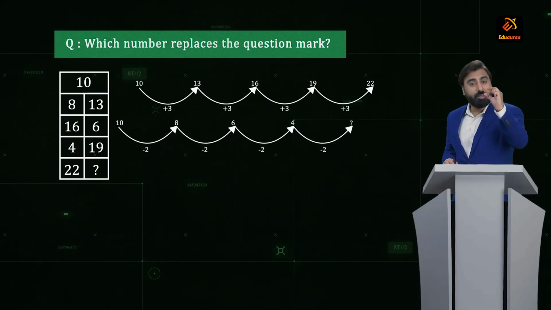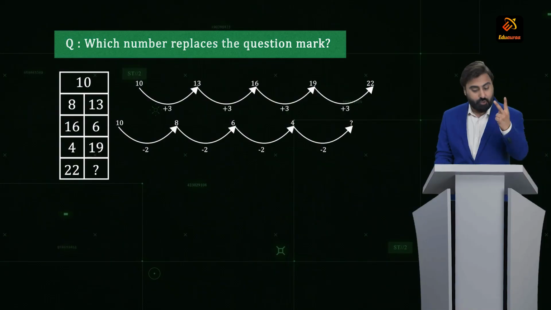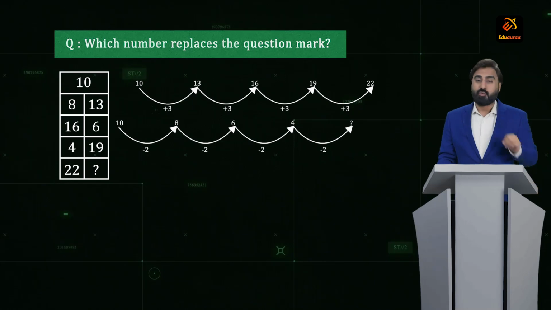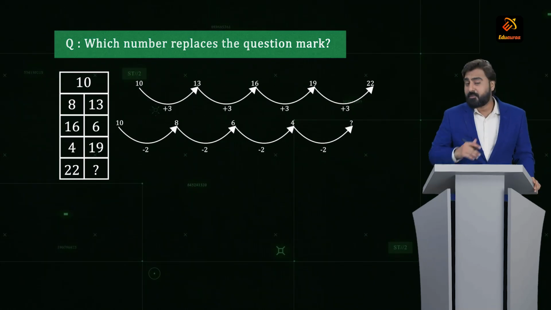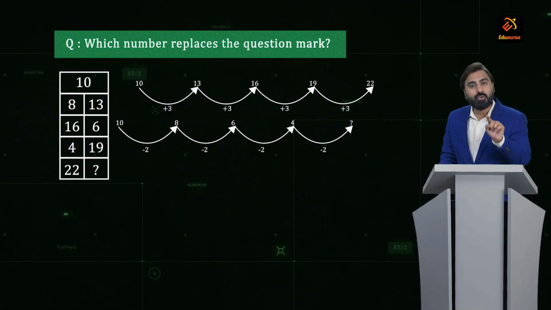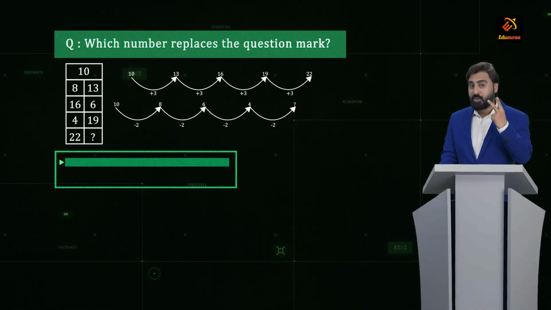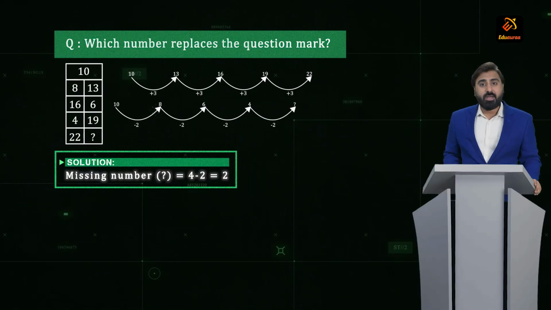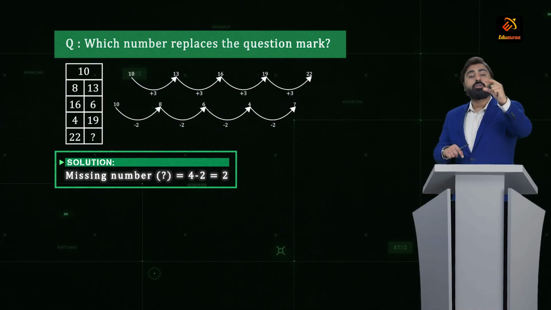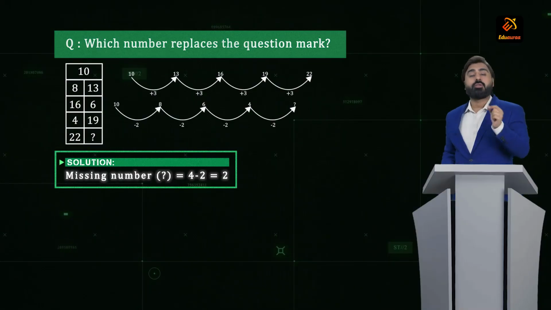Now consider 10. 10 minus how much gives you 8? 2. 8 minus how much gives you 6? 2. 6 minus how much gives you 4? 2. And 4 minus 2 gives you the missing number. So what is the missing number, students? 2. So the logic behind here is, consider 10, reduce 2 in an alternate form and you will get your missing number.